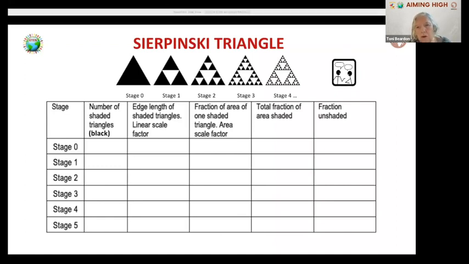When you come to the total fraction, you might like to write it as a fraction and then as a percentage, because it's quite interesting. It's easier to compare the percentages than it is to compare the size of the fractions. That's the column for the total fraction of area shaded.